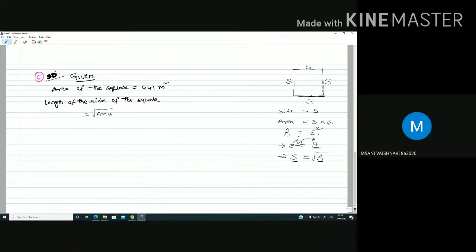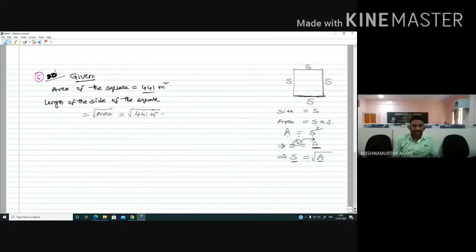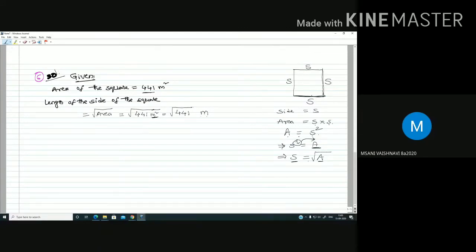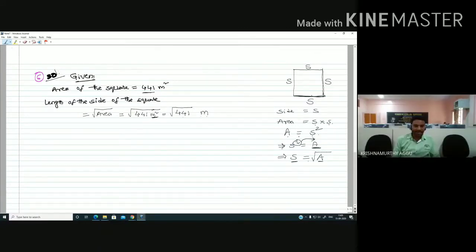Can I write the square root of this area? Yes, sir. So, the square root of what is the area? 441 meter square. The square below the root we will take outside the square root and write only that meter. Meter square will be converted to meter. When you write that meter, don't put the square root for it. Now you need to find the square root of which number?